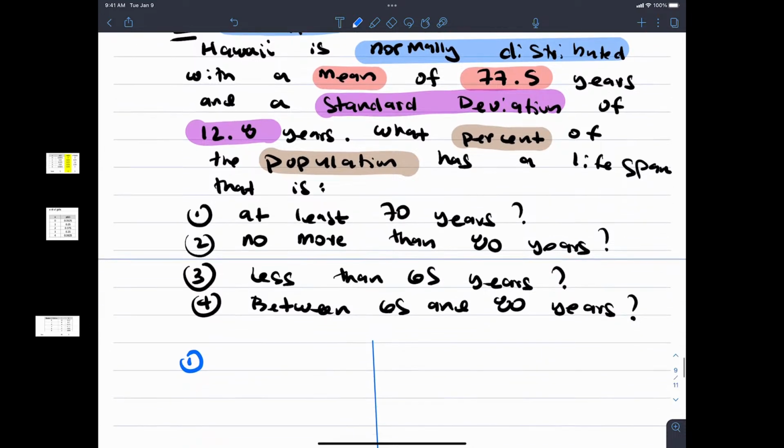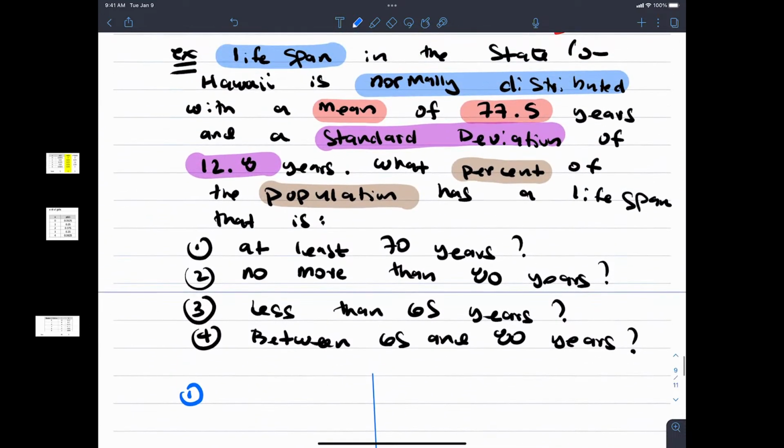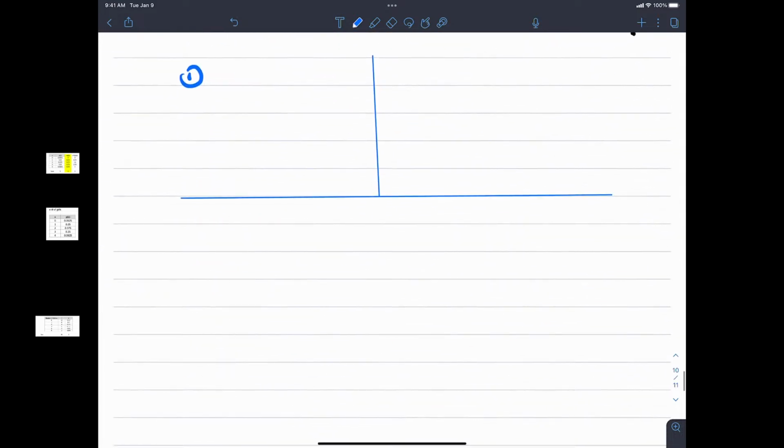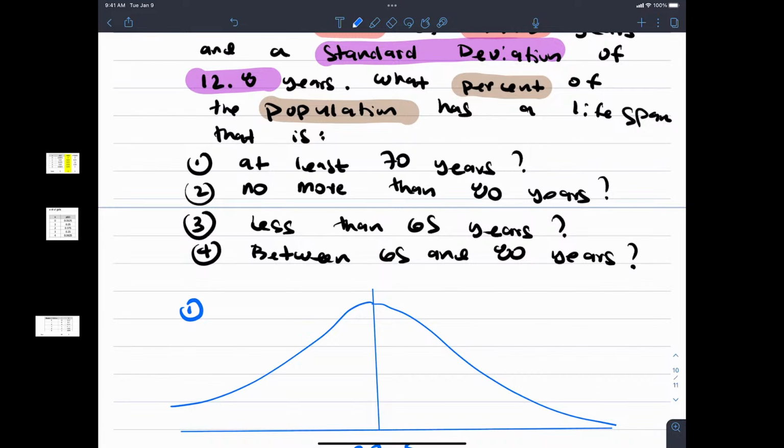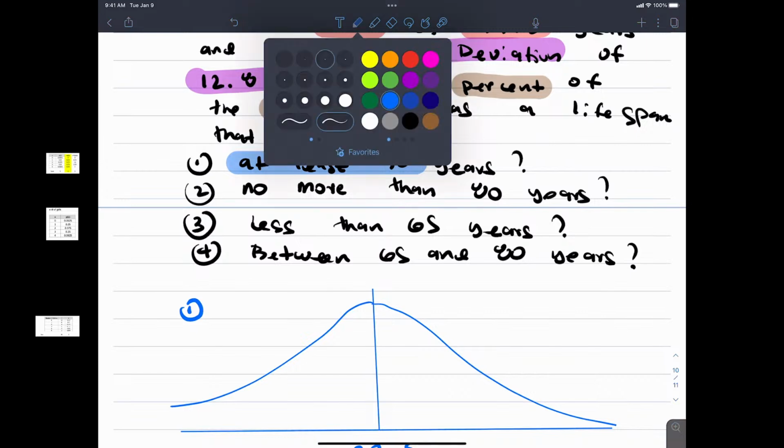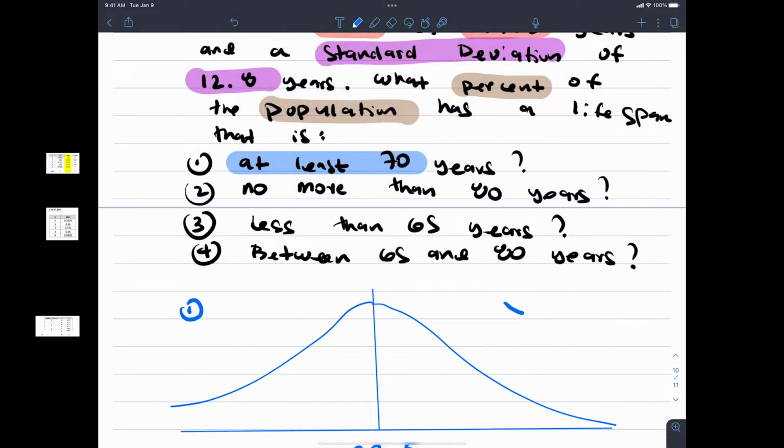And where does the mean go, ladies and gentlemen? Do you guys remember? Right in the middle. So what was the mean? 77.5 years. And again, the normal distribution is just saying you have a bell. Okay, there's your bell. Now, this is not a picture of the question yet. At least 70. What does at least 70 mean again? X is 70 or more. So you put X is greater than or equal to 70.